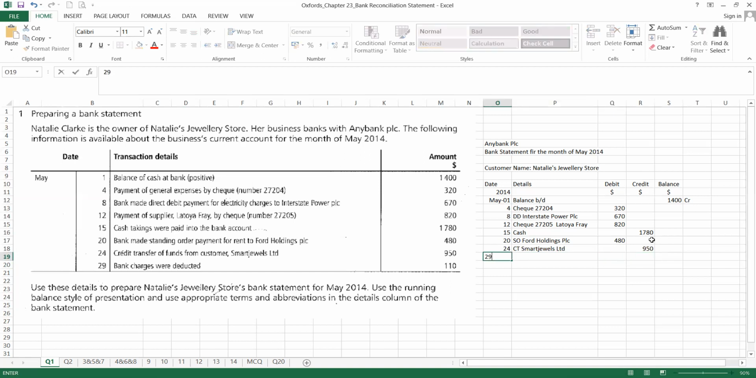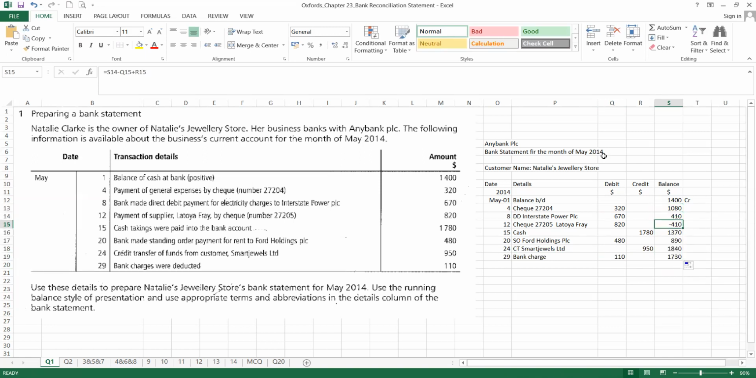Next, on the 29th, bank charge. This bank charge is the bank charging us. They will put bank charge, 110, or you can put charge also. So from here we can use Excel. I always use Excel to do my accounts because I can do the calculation using formulas. Then it will be easier for me.